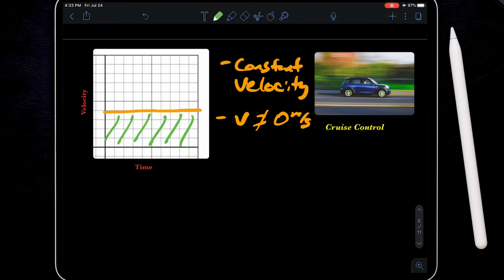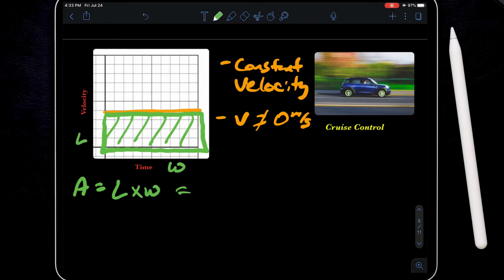So let's see here. If you look at this, this kind of looks like a square, right? Kind of makes a squarish shape. And how do you find the area of a square, or a rectangle, I should say? Well, it's the length times the width, right? So we'll call this length, call this width. So our length is velocity. Our width is time, so velocity times time.